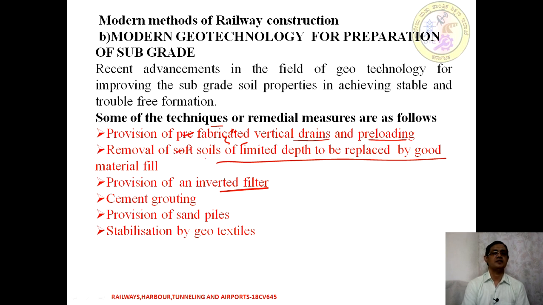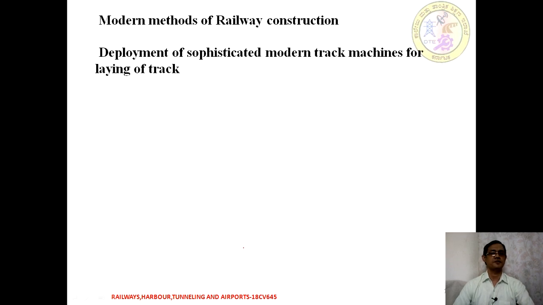After that is the provision of sand piles and stabilization achieved through geotextile. These methods I already explained in the previous sessions on stabilization of poor subgrade soil. These are the modern geotechnological methods adopted to improve the preparation of the subgrade, or the formation.